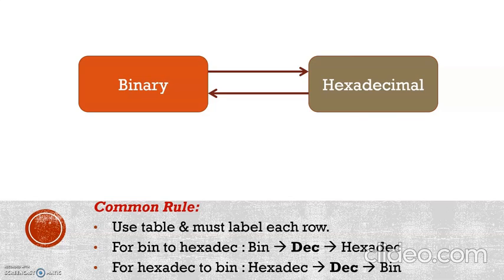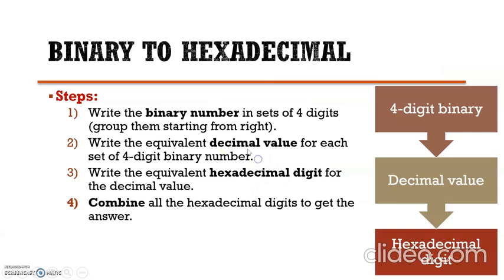That's going to take long, and that way is not suitable if we have a big number. So this is called direct conversion using a table. It's going to be like this. From binary to hexadecimal, we are going to write the binary number that is given to you in sets of 4 digits, and you have to group them starting from the right.